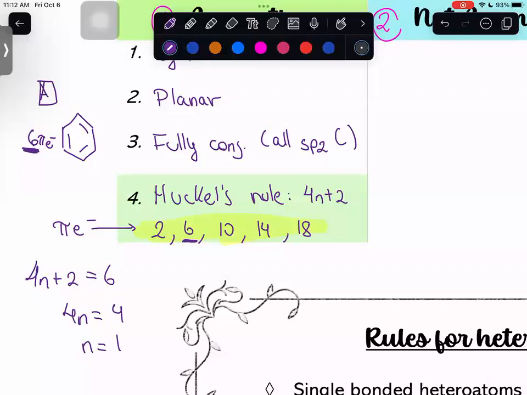So why bring it up in the first place? Because you have to know this. Because he might ask a conceptual question, or ask what's the formula for that. That's Huckel's rule. But if you just focus on the highlighted part, that's what you're looking for.